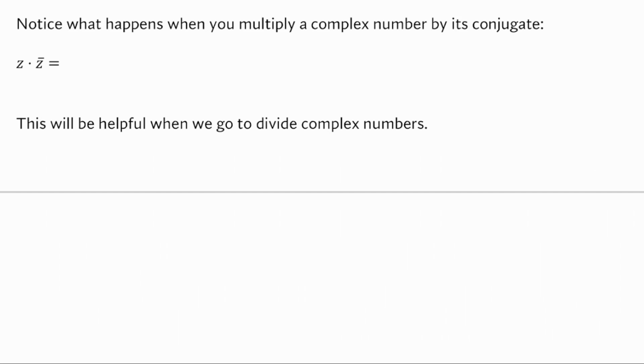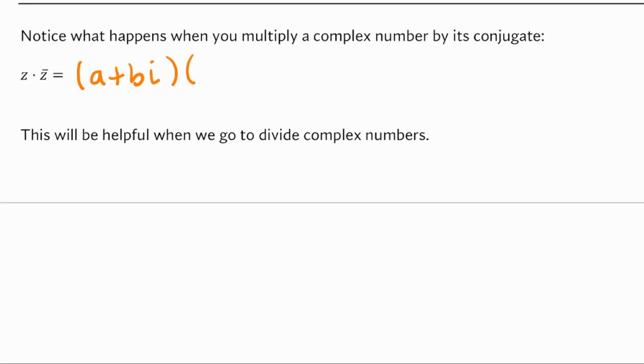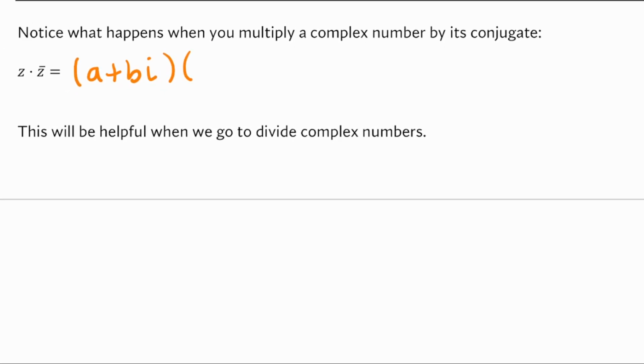Now here's just a little something I'm going to point out. Notice what happens when you multiply a complex number by its conjugate. So if z is a plus bi, and we multiply z by its conjugate, which is a minus bi, we haven't really talked about multiplying complex numbers yet, but I don't think you would be surprised to see that we multiply these like you would expect with FOIL, with the distributive property. So this equals a times a, which is a squared. On the outside, I've got minus a times bi.